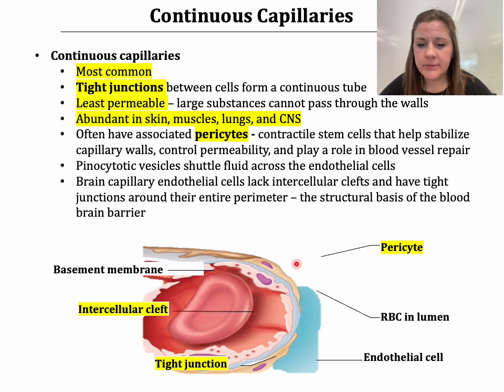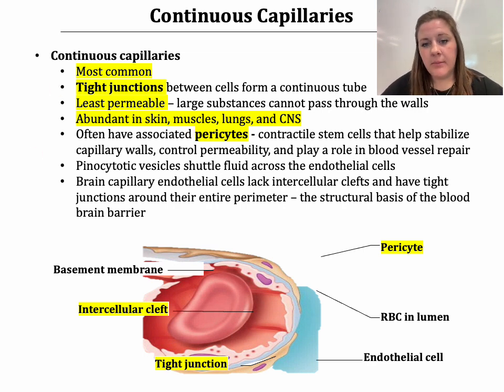And then they can be supported by these pericytes, cells that kind of wrap themselves around the capillary and just serve as support. They can serve as a stem cell to help repair, can help to control permeability, and help control the healing of a broken blood vessel as well.